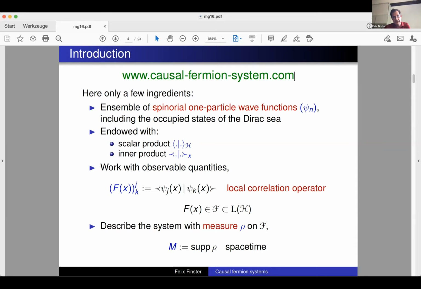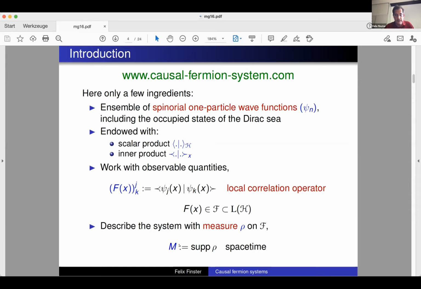And then the basic object of the system is a measure on this set of linear operators. The picture is that the support of this measure consists of all the space-time points. Moreover, the measure gives you a way to measure the volume of space-time regions. So you should really think of it as a space-time volume, which can be determined by this measure.